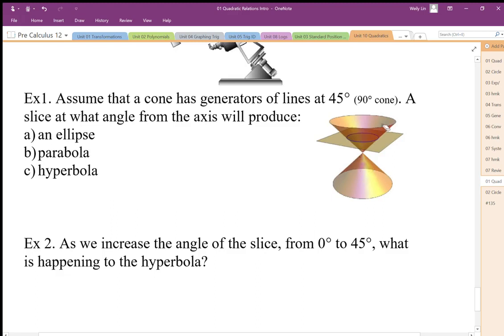This cone has a generator of 45 degrees, or essentially the tip of the cone is 90 degrees. What slice from the axis will produce an ellipse? Okay, so let's assume that this slice is 0 degrees. Anything from 0 degrees, and let's make it with the axis here.